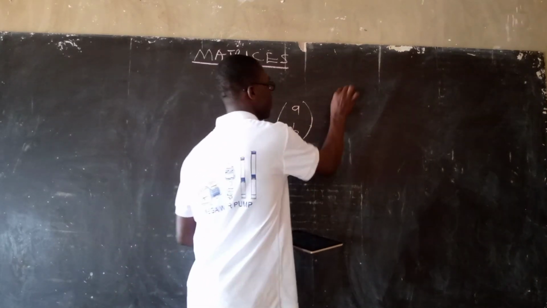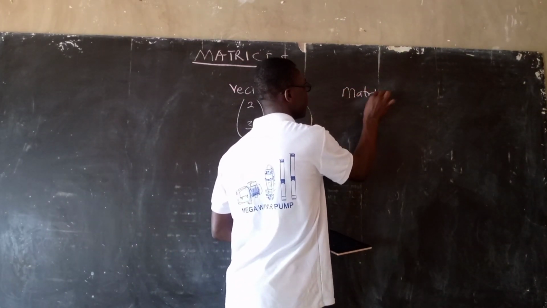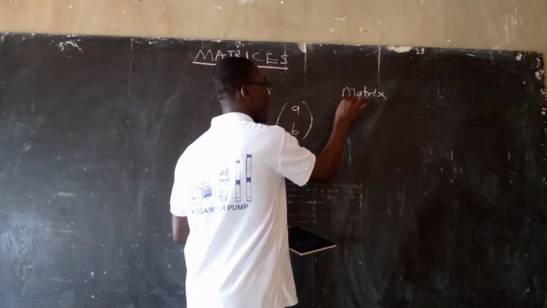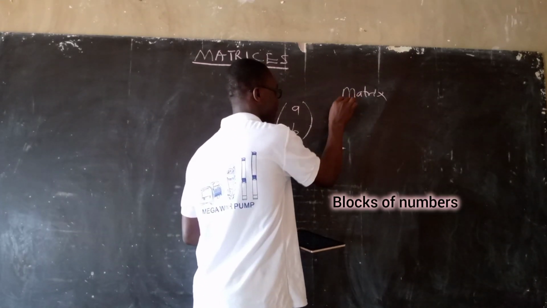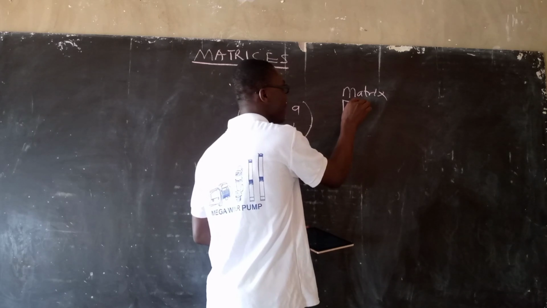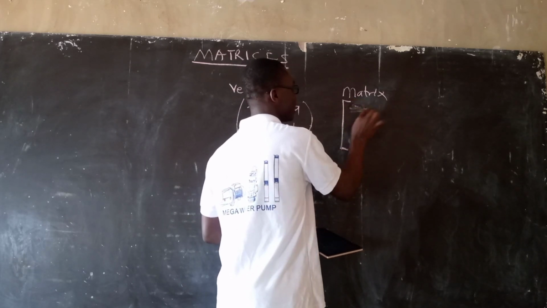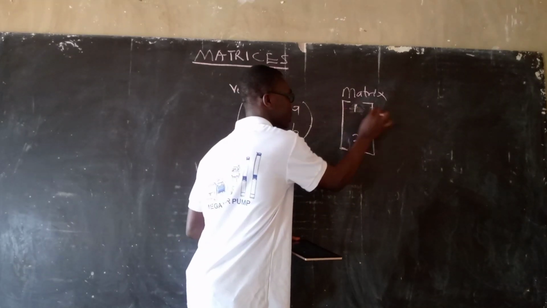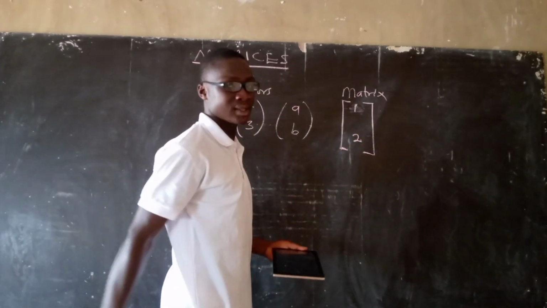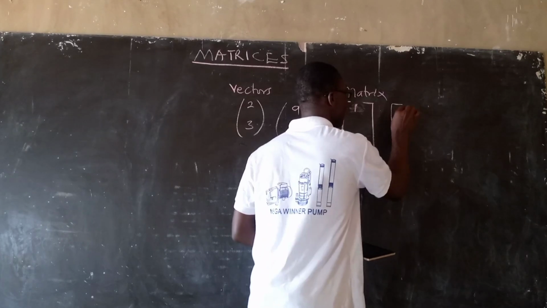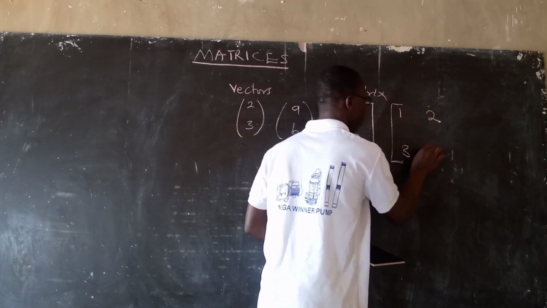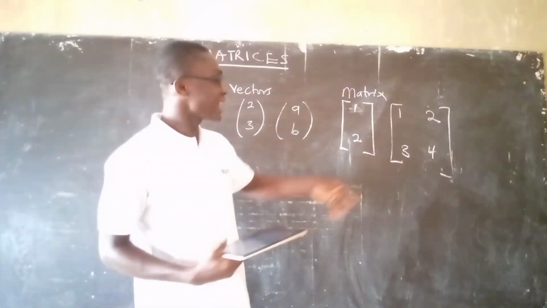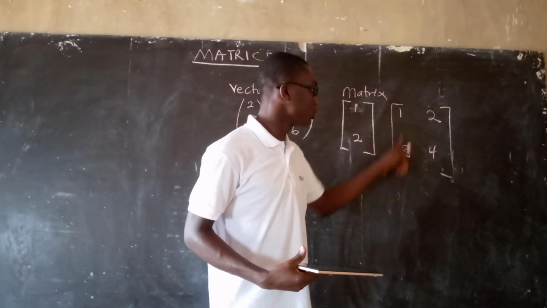But for a matrix, we are saying that they are represented by blocks of numbers. So we have maybe 1, 2, which has a number of rows and columns. It can also be like this, maybe 1, 2, 3, 4. This is also a matrix. It's a block, and it has a number of rows and also columns.